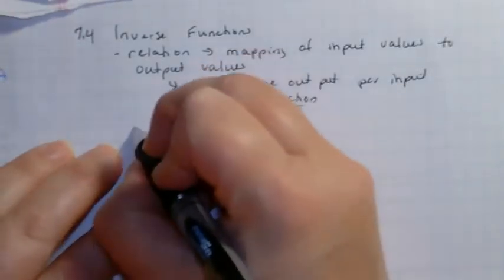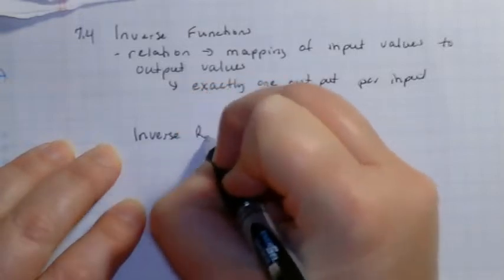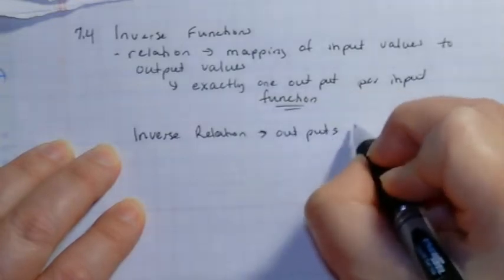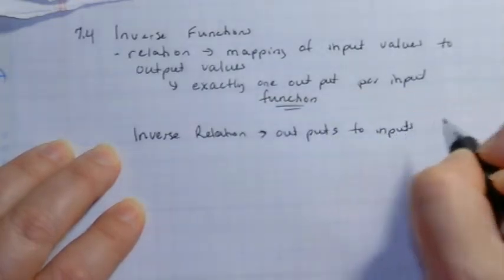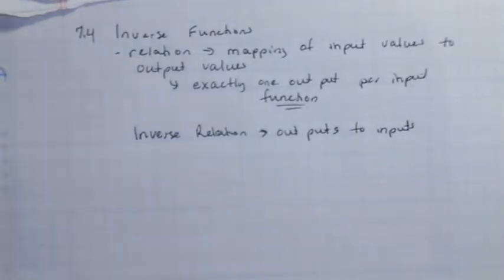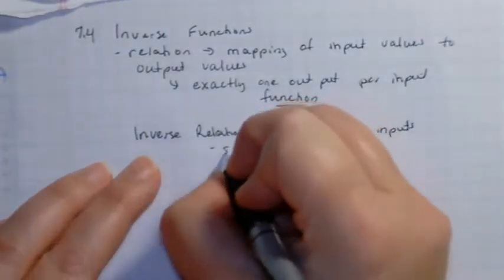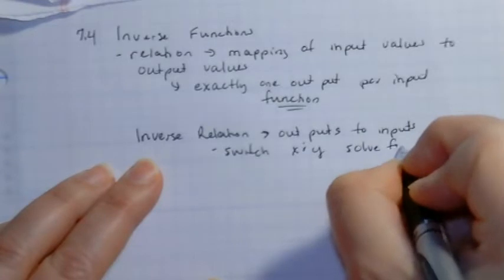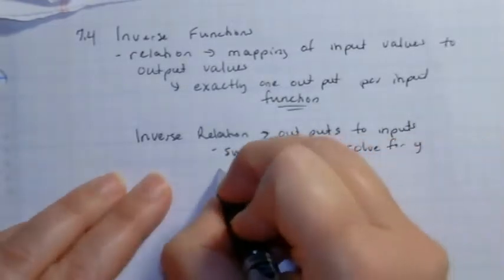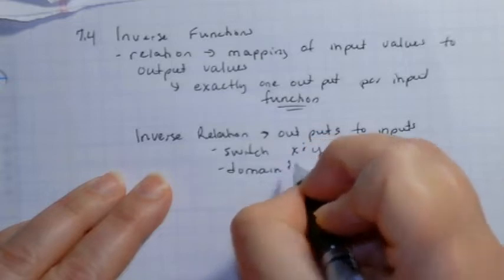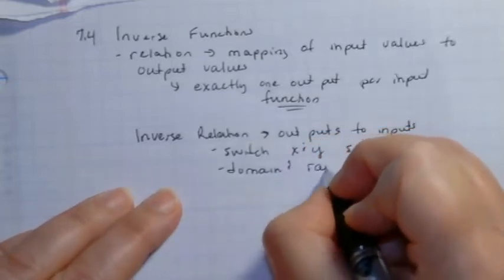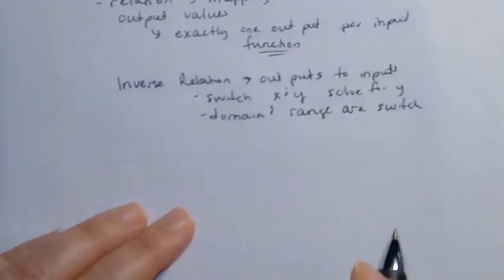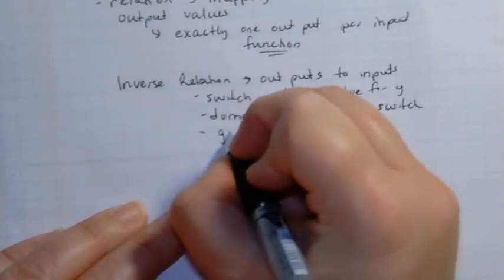An inverse relation is outputs to inputs. So when you're finding an inverse relation, you're going to switch x and y and solve for y. The domain and the range are switched, and I'll make all this make sense. The last thing that happens with an inverse is the graph is going to be a reflection over y equals x.